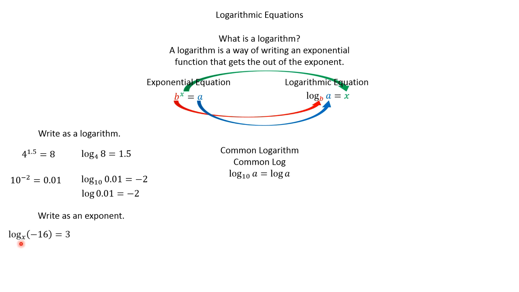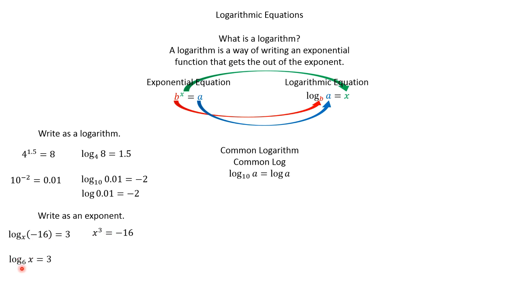So we'd have log base x of negative 16 equals 3. Well, log base x, so the b, that's going to be the base over here. We're going to have x to a power. The 3 is the exponent, so x to the third equals negative 16. And that would be it.